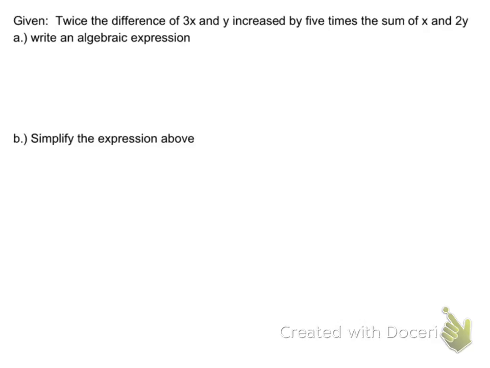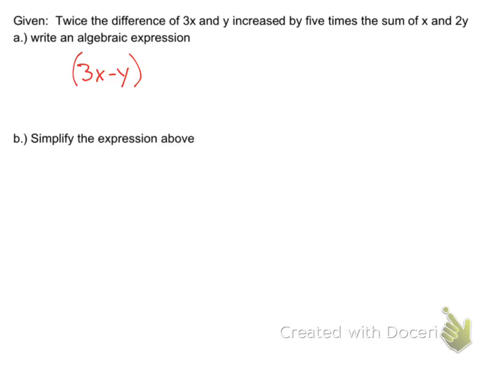Last two questions I want you guys to do is I want you first to write the algebraic expression for twice the difference of 3x and y increased by 5 times the sum of x and 2y. What we have here is twice the difference. Wait a minute, what's the difference again? Subtracting. Subtracting what? 3x and y. So what does that look like? What does the difference of 3x and y look like? It's 3x minus y, correct. So 3x minus y, and there's something about that group.